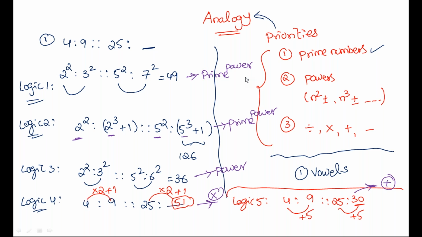And in fact, my dear friends, keep in mind, options are very important. Why? If option 49 is there, then I'll think about 36 or 126. If option 49 is not there, then I'll try to change the logic.